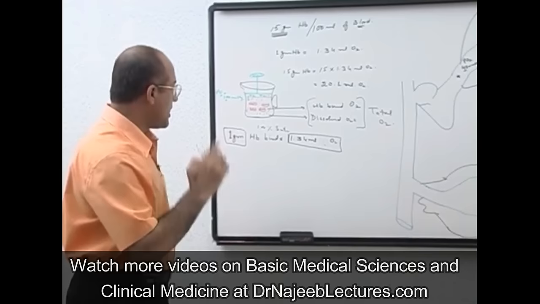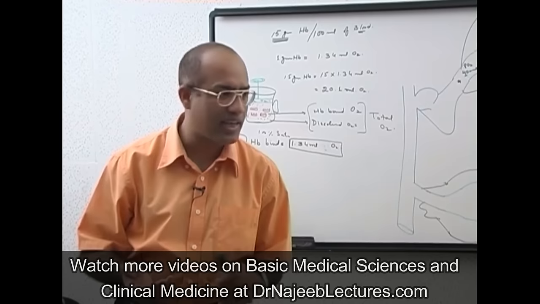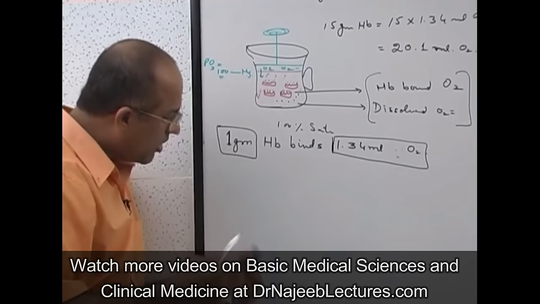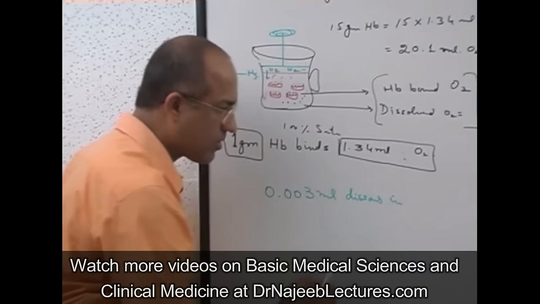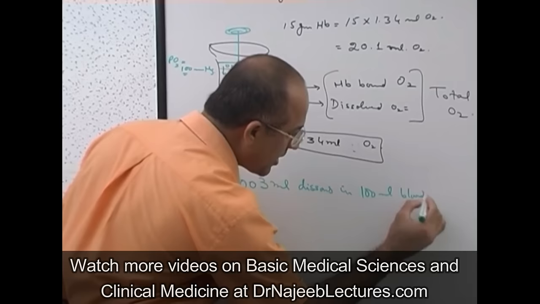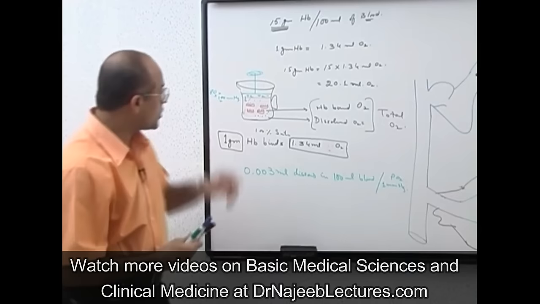Oxygen dissolves poorly. It is not a highly soluble gas. Right? For example, 0.003 ml of oxygen dissolves in 100 ml of blood under a pressure of 1 millimeter of mercury partial pressure of oxygen. Listen, you are putting a pressure, and under that pressure some oxygen will dissolve and most of the oxygen will bind.